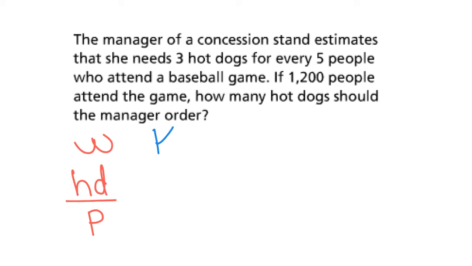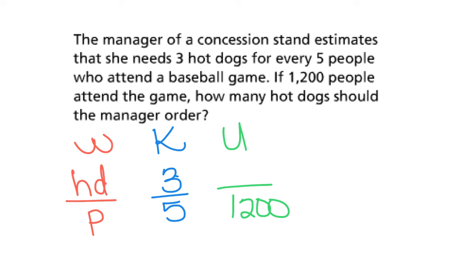And what do I know in this problem? I know that it is 3 hot dogs for every 5 people. And what am I trying to figure out? What is my unknown? My unknown is how many hot dogs for 1,200 people. Now that my problem is set up, I can look at this like equivalent ratios, equivalent fractions. And I could also do a proportion and do the cross multiplying, or what several people remember as the butterfly.